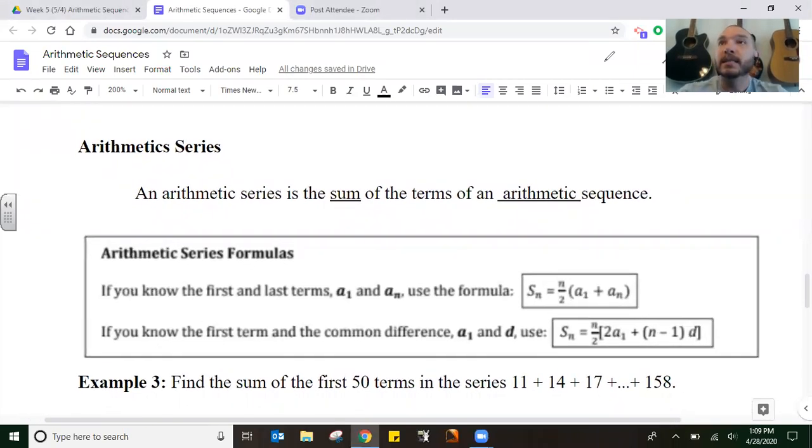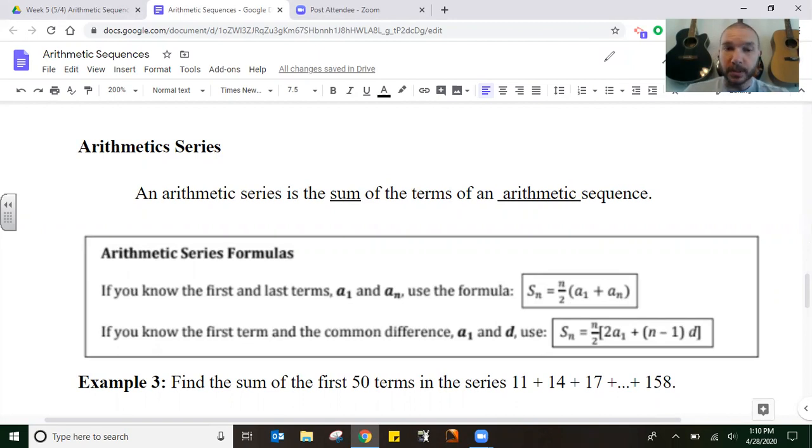A series is the sum of all the sequences. So I could create a sequence and then add them all together. But the nice thing is, we also have these formulas that help us do that without having to create the entire list of all the values and then add them all together like we did last week.